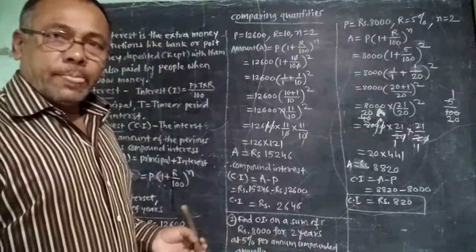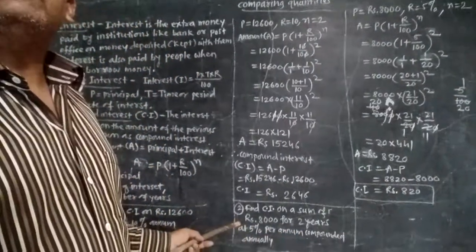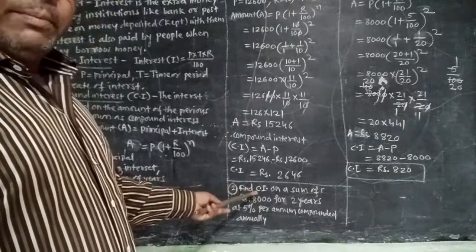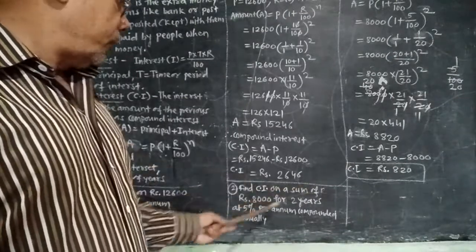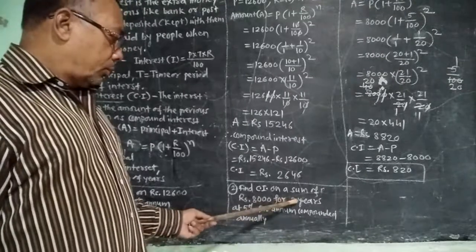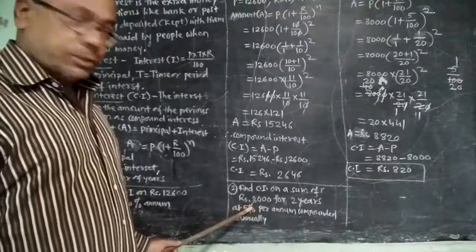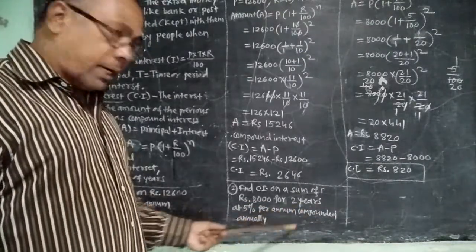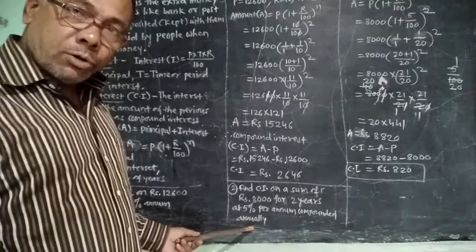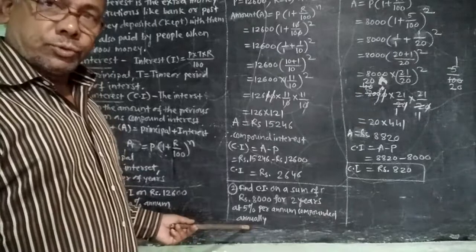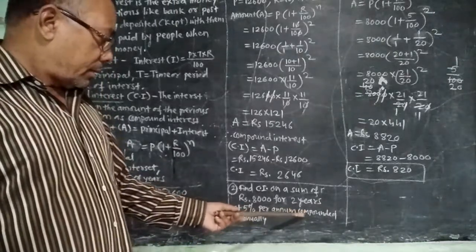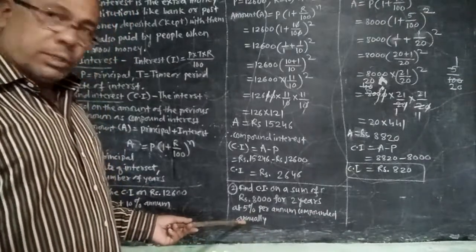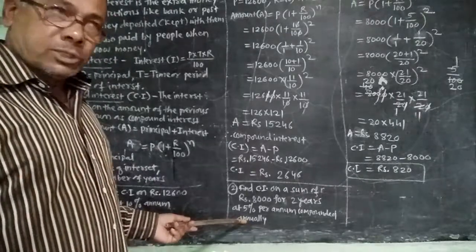Now here we have second example. In second example, it is given that find CI, means compound interest, on a sum of rupees 8,000 for 2 years at 5% per annum compounded annually. Mind well, it is compounded annually, not half yearly or quarterly. How to solve the examples compounded half yearly or quarterly, we will see in the next period.